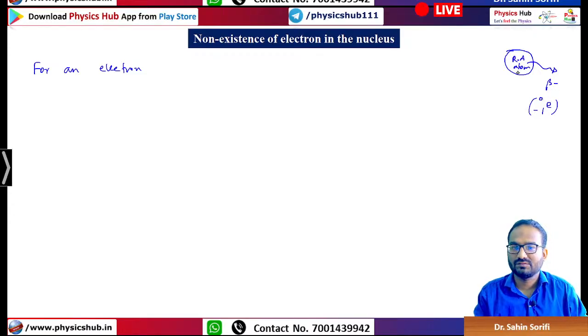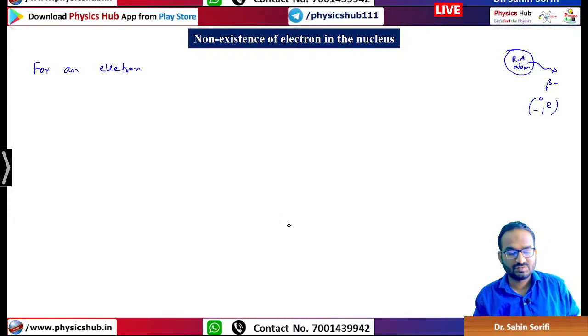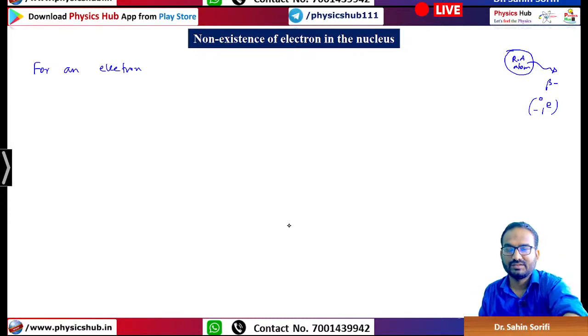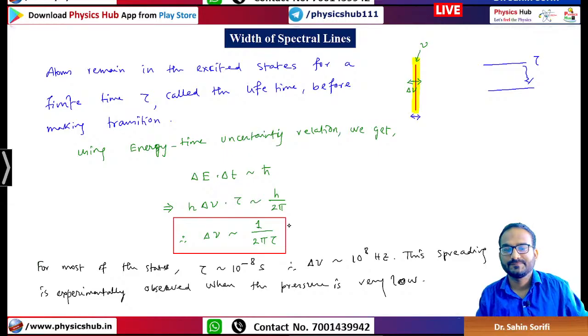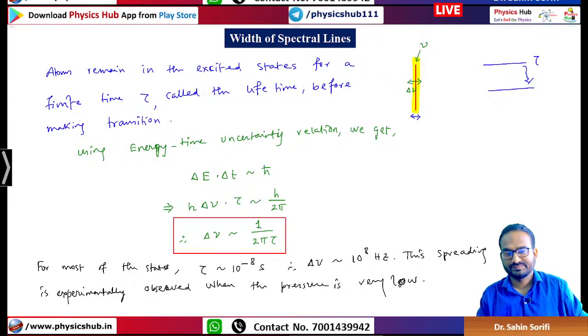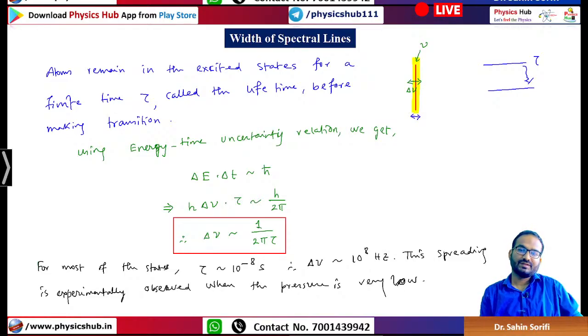Okay, you understand why we are discussing this non-existence of the electron, and how it is connected to pressure. So there are several effects. Now we'll talk about it in atomic physics. Actually, some different types of broadening are there. This is the natural broadening.